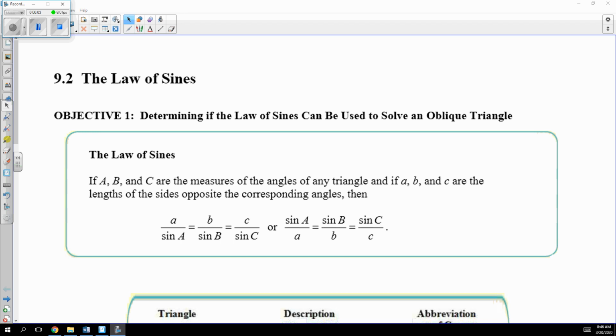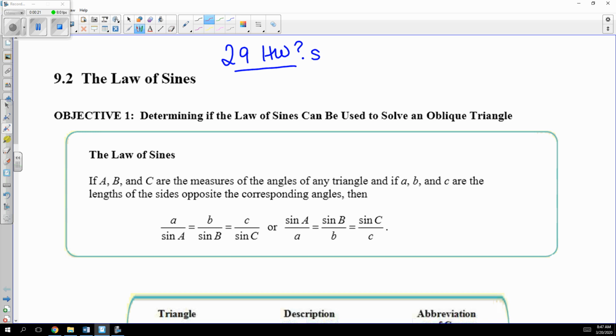All right, today we're going to talk about law of sines, which is section 9.2. It's not that bad, but I'm sure it's still going to be a little bit longer than I would have anticipated it to be. There are 29 homework questions, okay? And we'll talk about which ones are which.